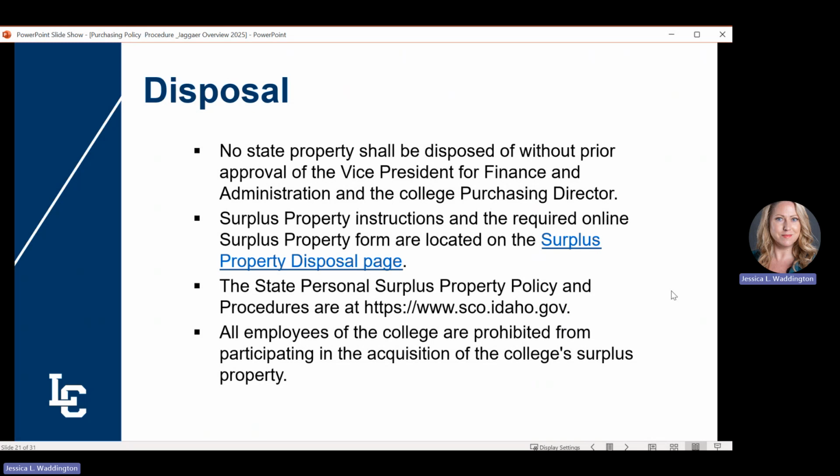If you have any property that you're looking to dispose of, access the surplus property disposal page for instructions and the form, and reach out to purchasing with any questions. A note that all employees of the college are prohibited from participating in the acquisition of the college's surplus property. This means that individuals cannot buy surplus property from the college if it's put out for public sale.